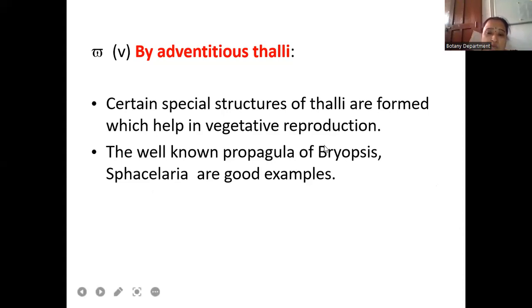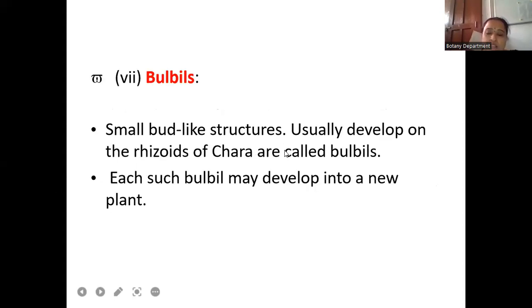Both examples are most important. One is Bryopsis and the second one is Flagellated. Both are examples of adventitious thalli.